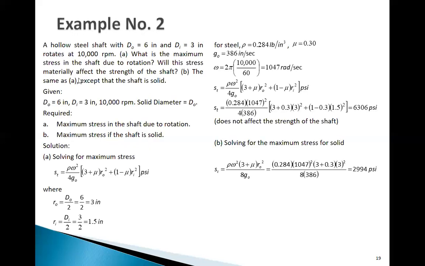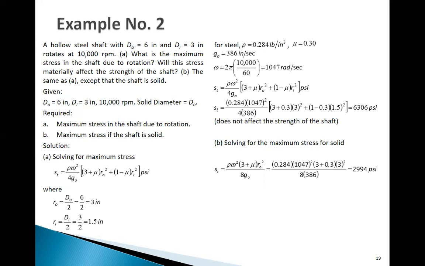Example number 2. A hollow shaft with D sub O is equal to 6 and D sub I 3 inches rotates 10,000 RPM. A. What is the maximum stress in the shaft due to rotation? Will this stress materially affect the strength of the shaft? B. The same as A, except that the shaft is solid. So given, D sub O is equal to 6 inches, D sub I 3 inches, 10,000 RPM, solid diameter D sub O. Required, A, maximum stress in the shaft due to rotation, B, maximum stress if the shaft is solid.